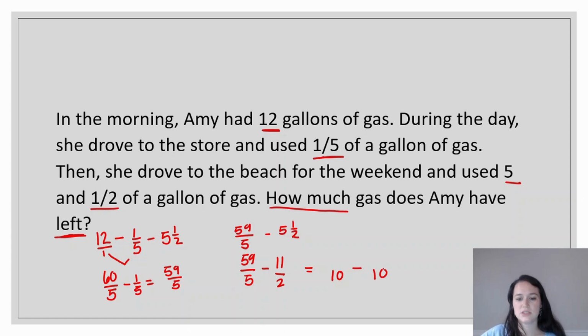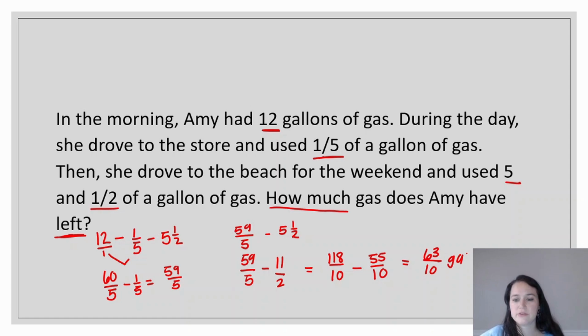So I know I've got something over 10 minus something over 10. 5 times 2 gives me 10. So 59 times 2 is 118. And then I have 2 and 11, that's going to be 55. So then I just subtract across, just on top, 63 over 10.